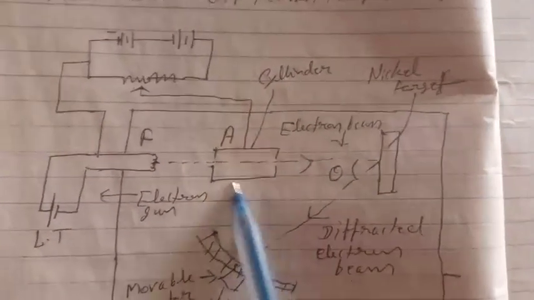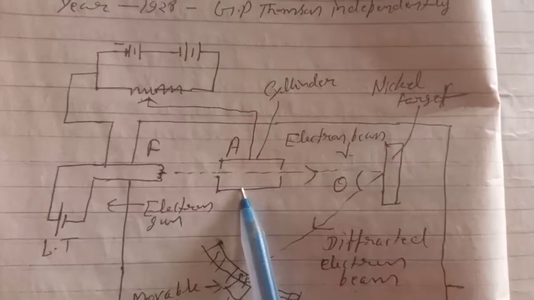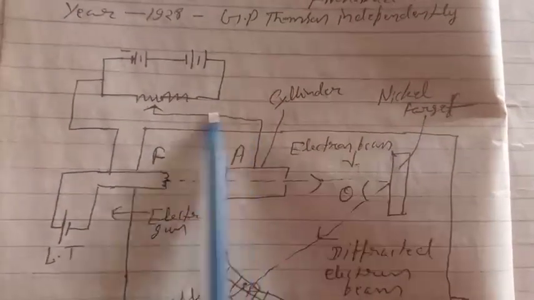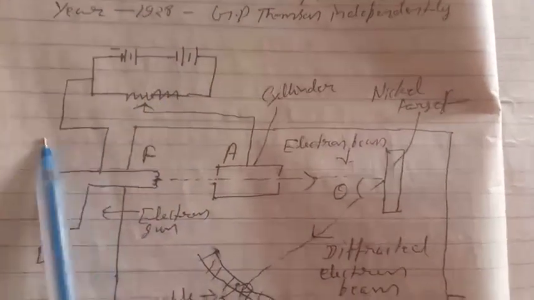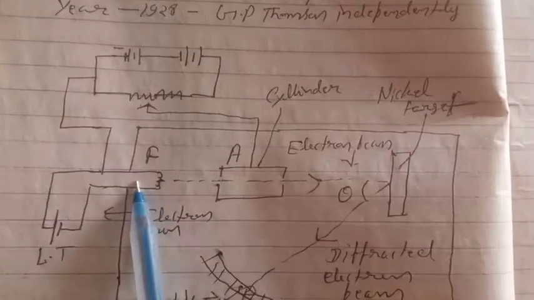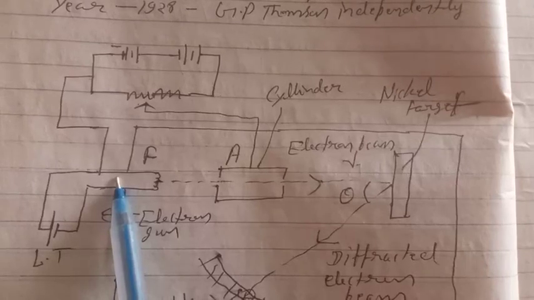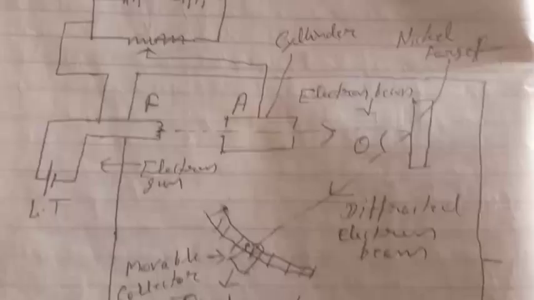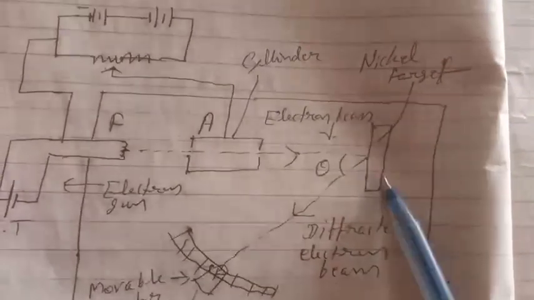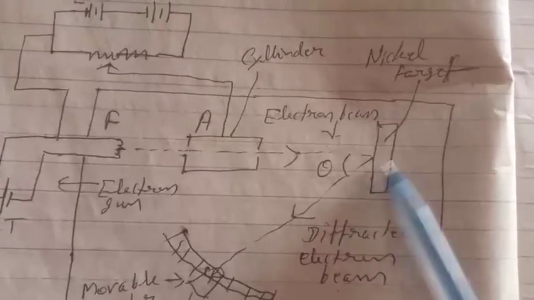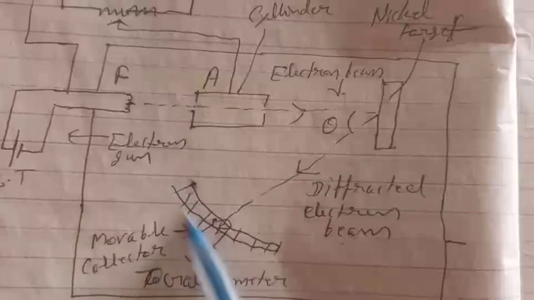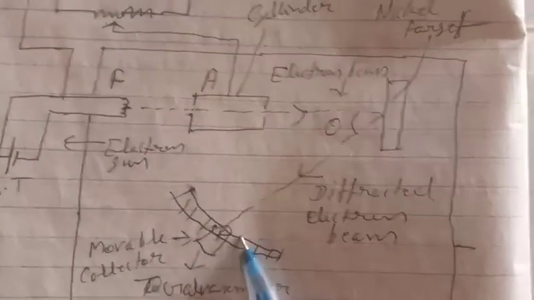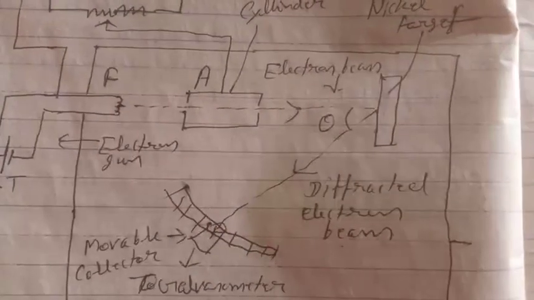This is a cylindrical metal with a hole in the middle part, and this is the filament of the electron gun. This is connected to the positive terminal of a battery. This is the variable battery, and the negative terminal of the battery is connected to the electron gun, or the electron emitting filament. This is the filament of the electron gun where electrons are emitted, and this is a target made of a nickel plate. This is the movable collector where electrons are collected and measured by a galvanometer. The value of the collected electrons is measured by the galvanometer.